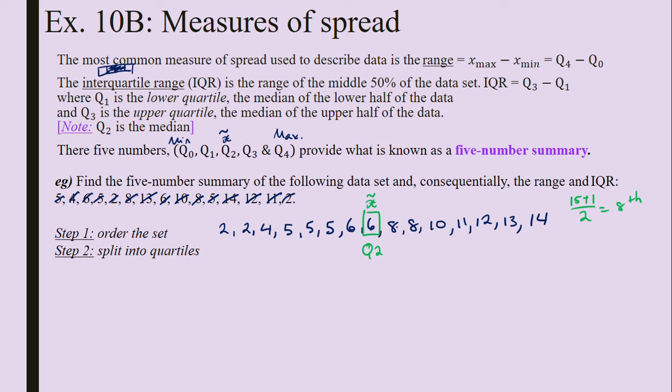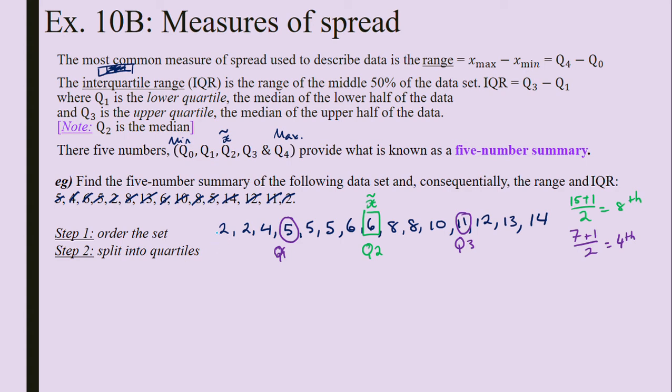So 1, 2, 3, 4, 5, 6, 7. 7 plus 1 is 8, over 2. We're looking at the 4th number from each end. So the 1, 2, 3, 4. This number 5 is our Q1. And 1, 2, 3, 4 is Q3. Okay, so we've split our data into 4 quarters.